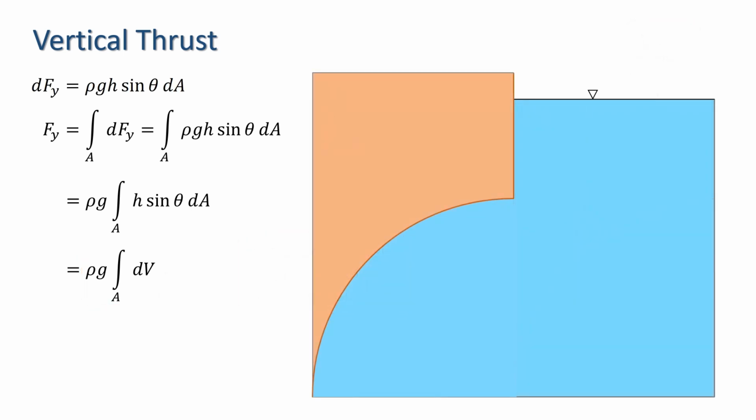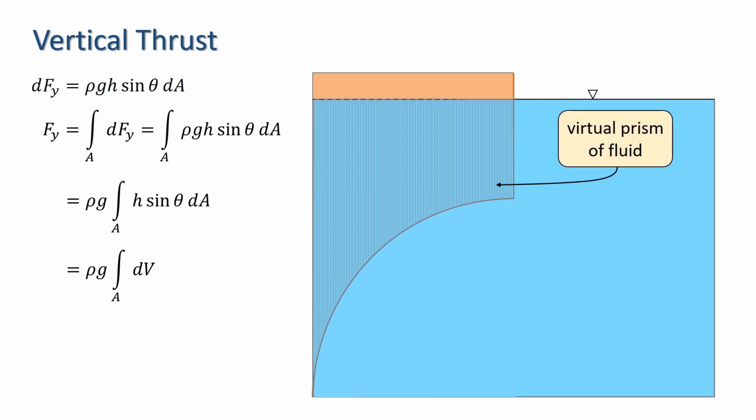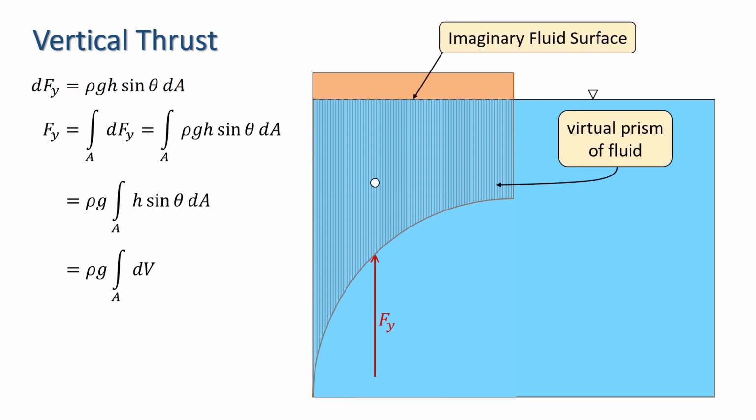In the case where the fluid is below the surface, the integral is the same. But in this case, the magnitude of the vertical thrust equals the weight of the fluid that would fill the space above the surface, i.e. instead of a real prism of fluid, we have a virtual prism of fluid. The thrust in this case acts upward through the centre of gravity of the virtual prism of fluid.